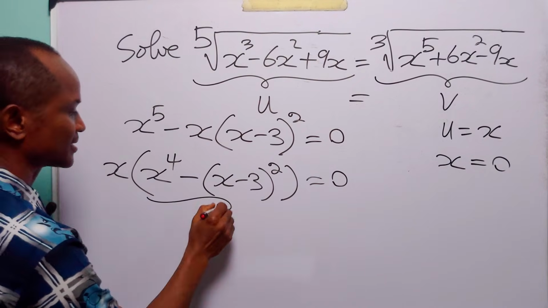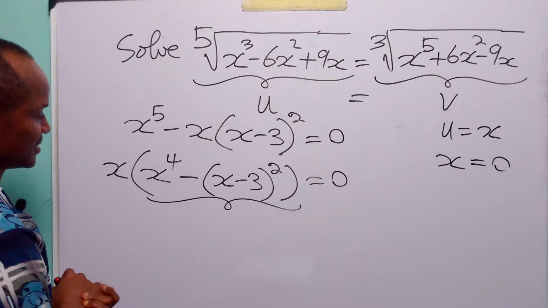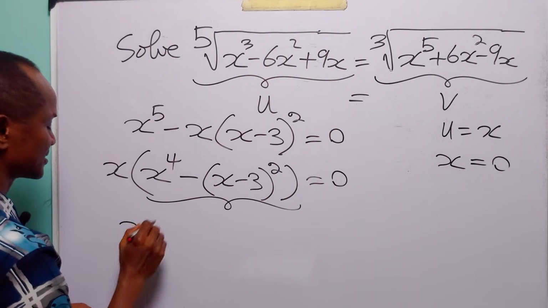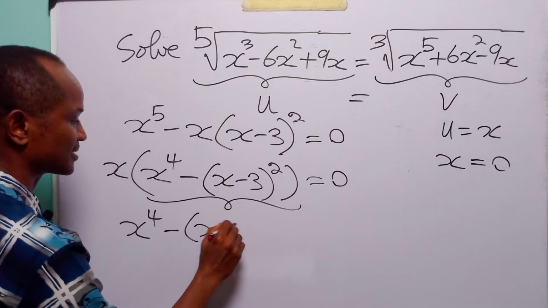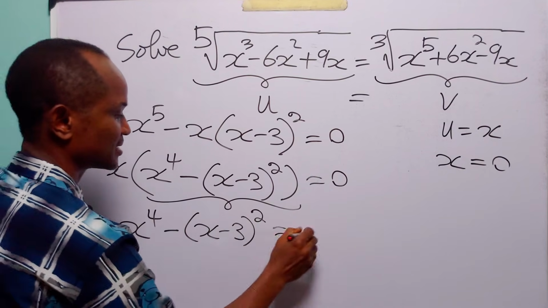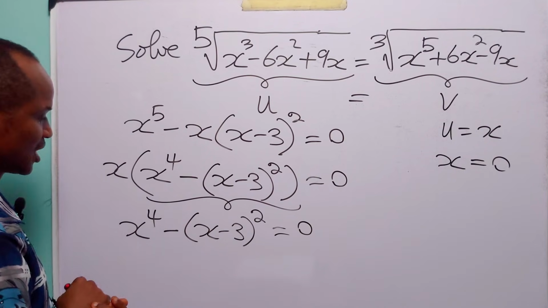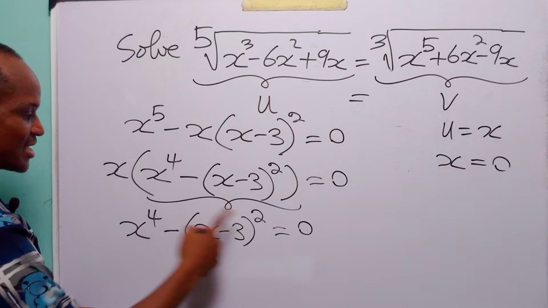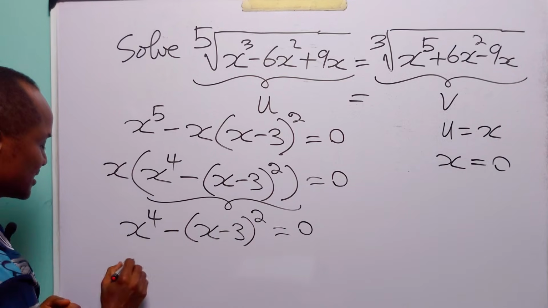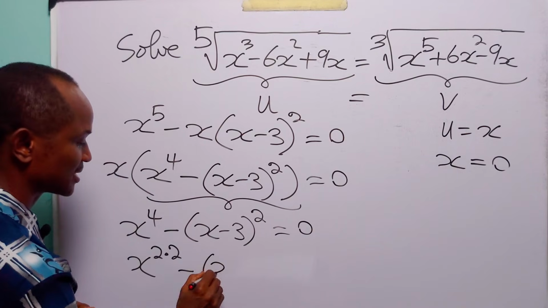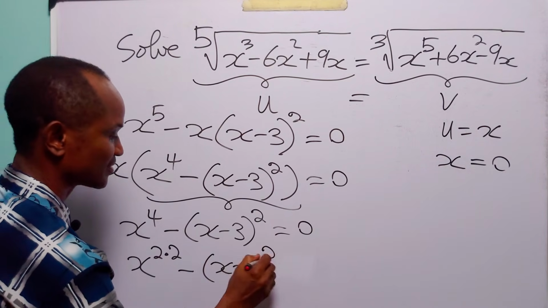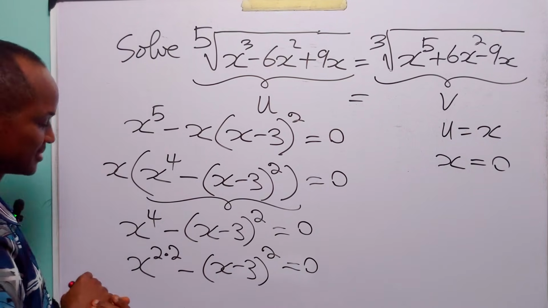Or this is equal to 0. So we have that x to the power 4 minus (x minus 3) squared is equal to 0. But of course, you can see the difference of two squares, because you know that this can be written as (x to the power 2) squared minus (x minus 3) squared is equal to 0.